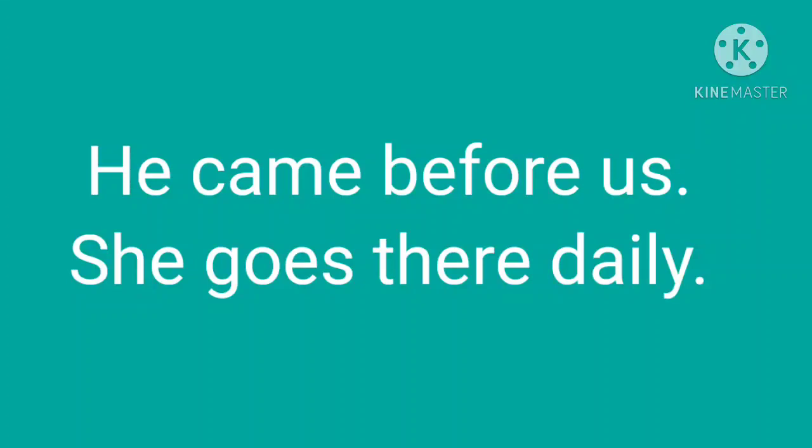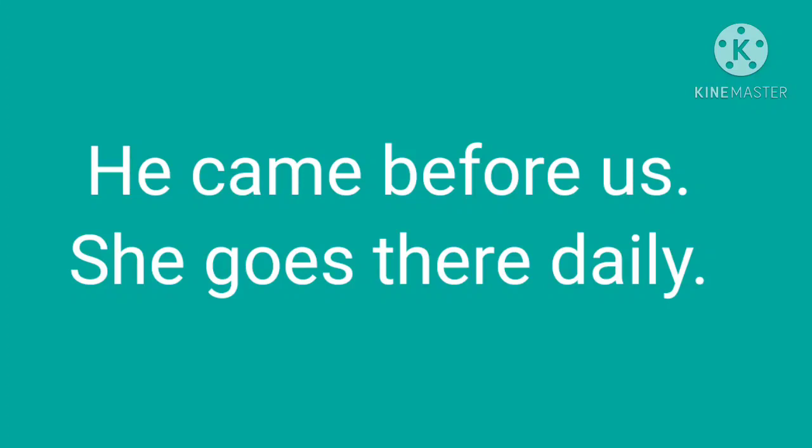Like in these sentences, came, goes, they say something about the subjects. He came before us. So came says something about the subject, he, that he came. In the same way, goes, action word, says something about the subject, she goes. So they are called verbs.